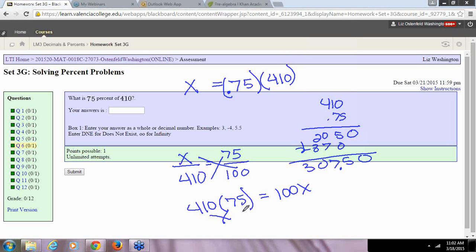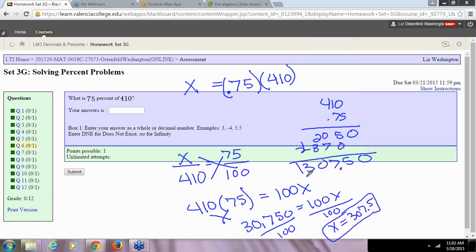I just like doing it the other way, but both of these ways work. 410 times 75 is a really big number. And then to get x by itself, you would have to divide by 100. And that is how you would get x equals 307.5. So as you can see, you get the same exact answer. It's just two different ways of looking at it. It's the same exact thing. Okay?